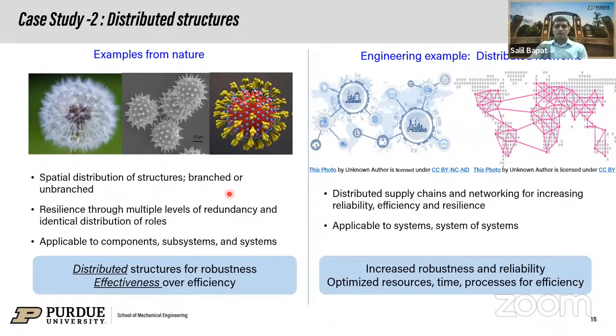So let's take a parallel example of engineering where distributed structures would be used. Here I give an example of systems and system of systems, distributed supply chains, what I was mentioning, local supply chain versus large global supply chain, how by distributing smaller and smaller supply chain networks, you can be more resilient.